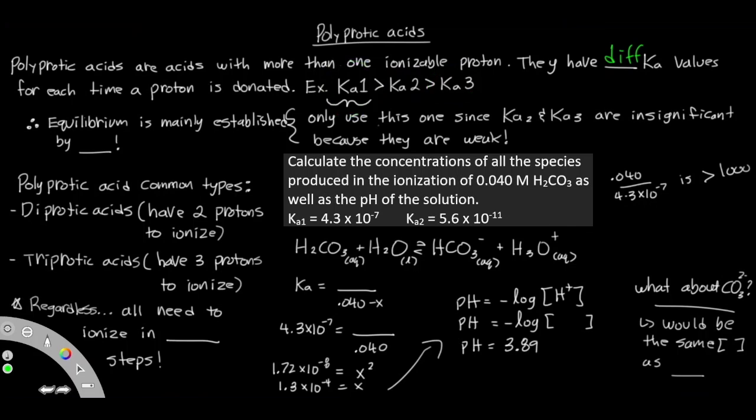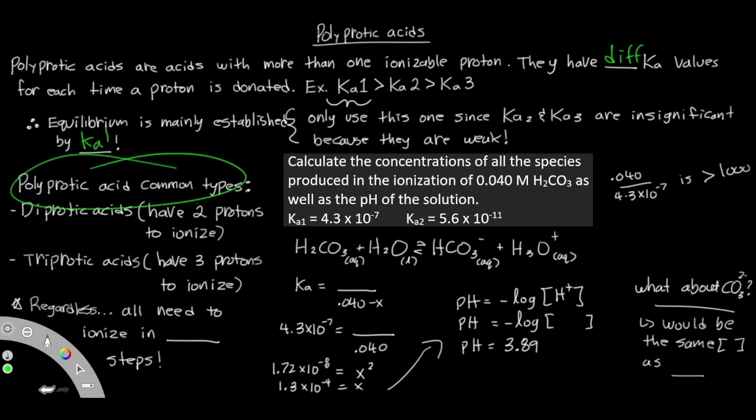We only really care about Ka1 because we only use this one, since Ka2 and Ka3 are technically insignificant because they are extremely weak. They have very, very small values. So equilibrium is mainly established by this Ka1. Let's have a look down here, okay?